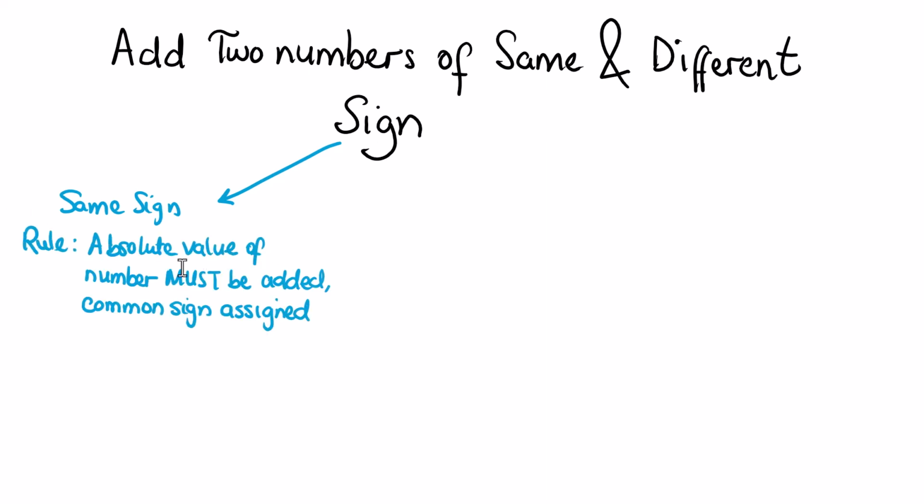Absolute value of numbers must be added and the common sign assigned. What does this mean? Looking at an example which states that where we have 5 plus 7, what is this equal to using this rule alongside where we have -5 plus -7.